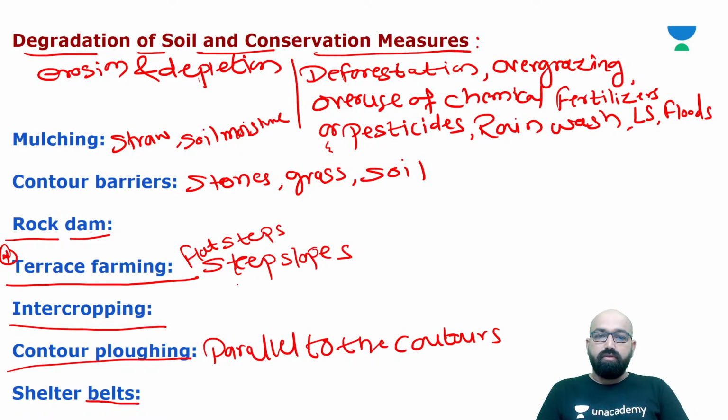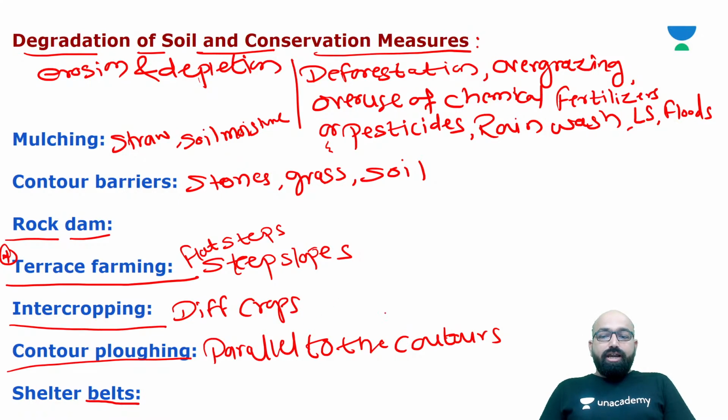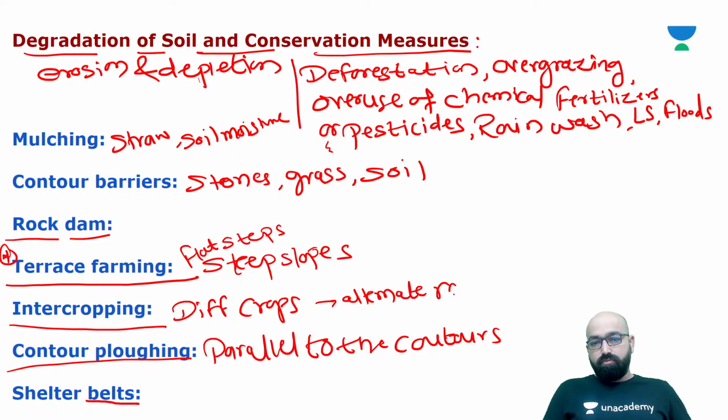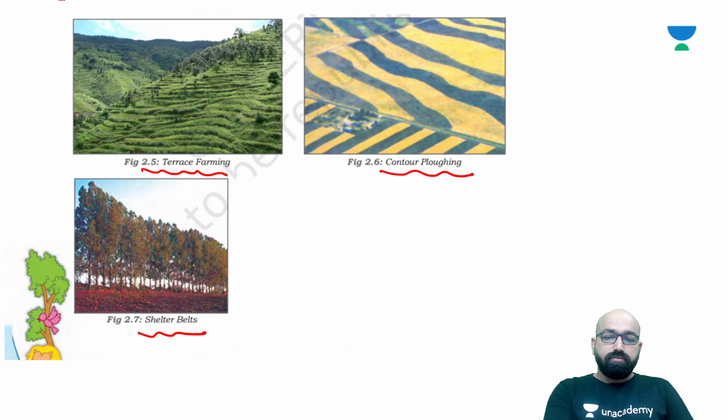Now, intercropping, in which different crops are grown in alternate rows and are sown at different times to protect soil from rain wash. So this is all about the soil.